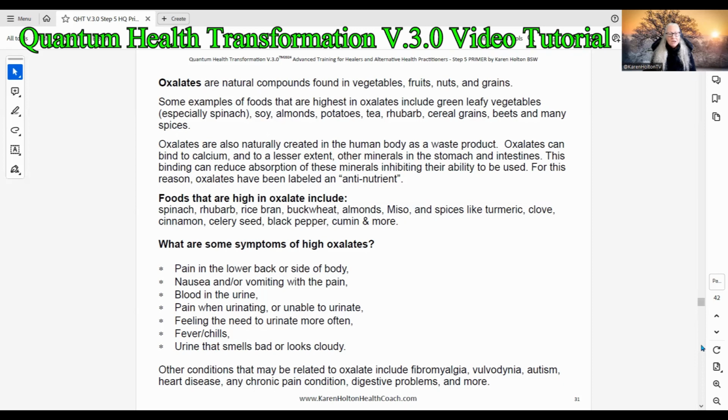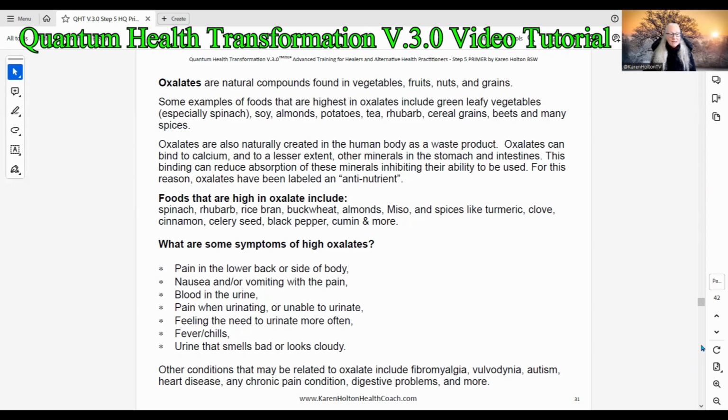Some examples of foods that are highest in oxalates include green leafy vegetables, especially spinach, soy, almonds, potatoes, tea, rhubarb, cereal grains, beets, and many spices like black pepper. Oxalates are also naturally created in the human body as a waste product. Oxalates can bind to calcium and, to a lesser extent, other minerals in the stomach and intestines. This binding can reduce absorption of these minerals, inhibiting their ability to be used. For this reason, oxalates have been labeled an anti-nutrient.